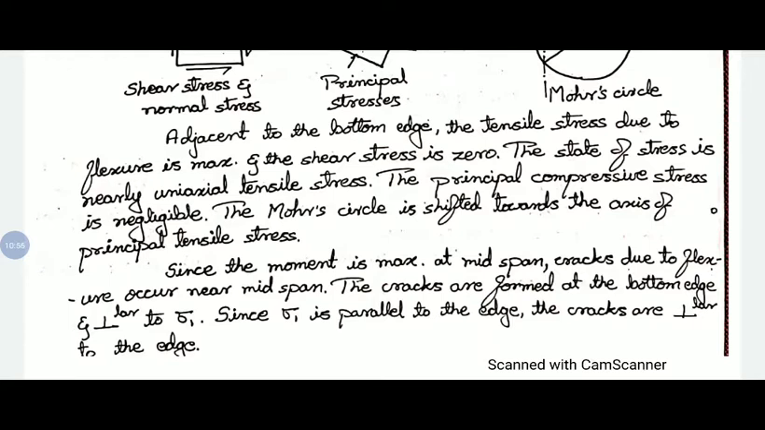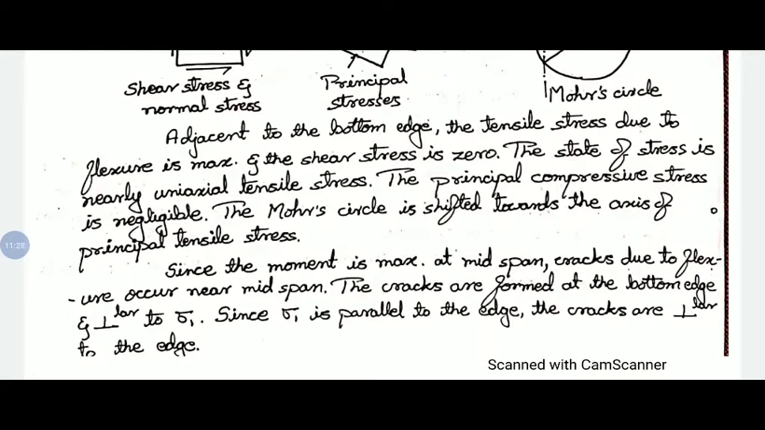So the Mohr circle is shifted towards the axis of the principal tensile stresses. We know we have considered sigma 1 and sigma 2 along the horizontal axis and V along the vertical axis. So when there is maximum tensile stress and 0 shear stress, the Mohr circle shifts towards the principal tensile stresses. Earlier, the center of the circle coincided with the origin of the axes.